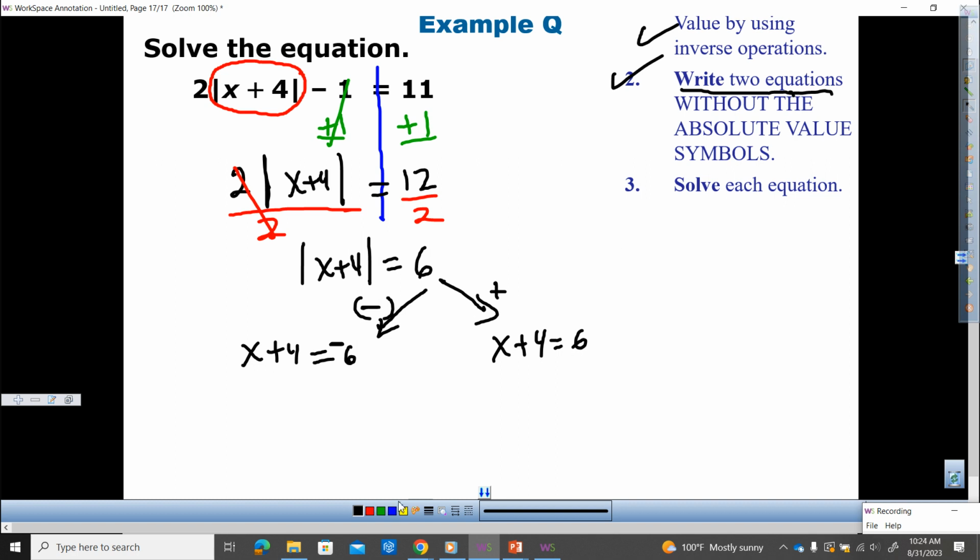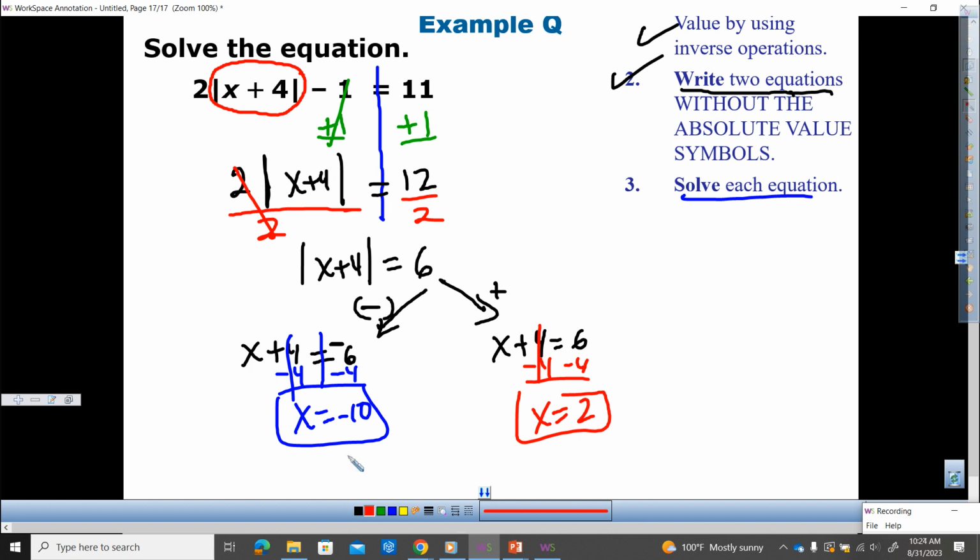And what is our last step, everyone? Solve each equation. So I'm going to do the left one in blue, the right one in red. So, Noah, what do we do here? Subtract 4 from each side, so we end up with x equals negative 10. How about over here, Noah? Subtract as well. x equals 2. Am I done? Solution set, negative 10, comma, 2. From 1 to 5, how comfortable are you with these? Yeah, we got this, yeah?